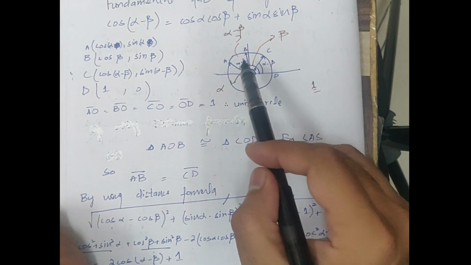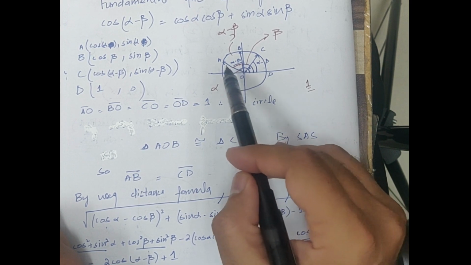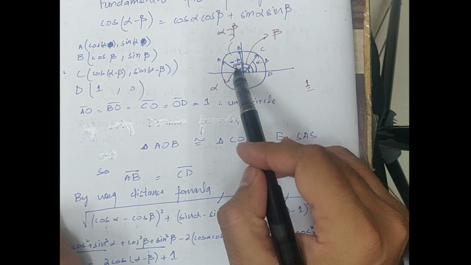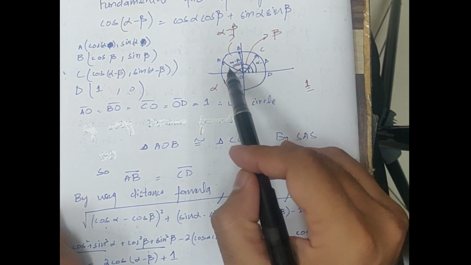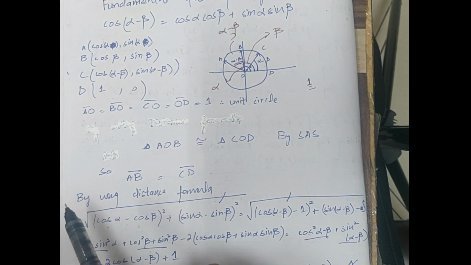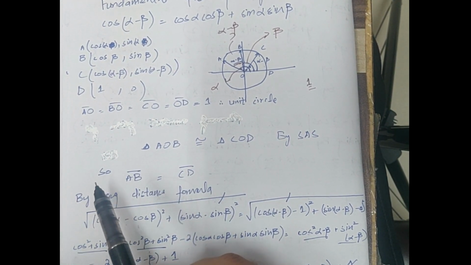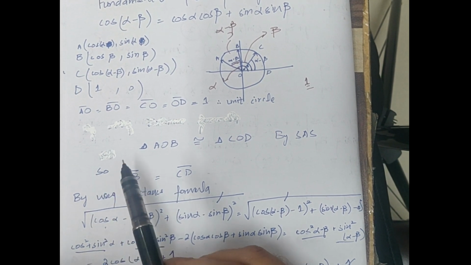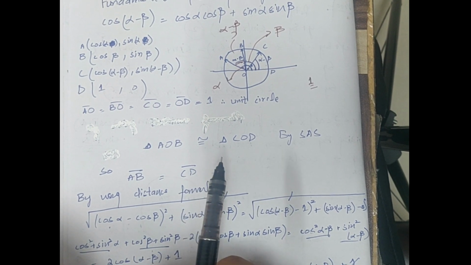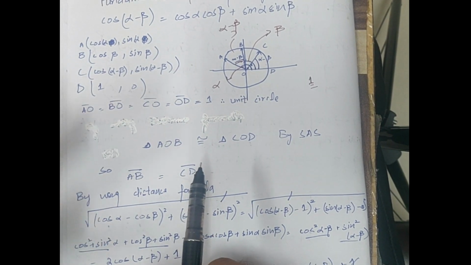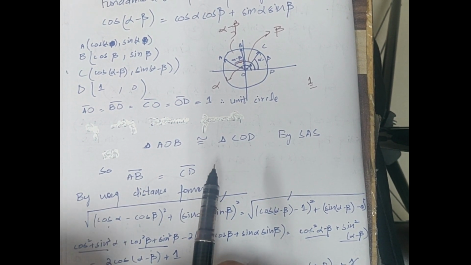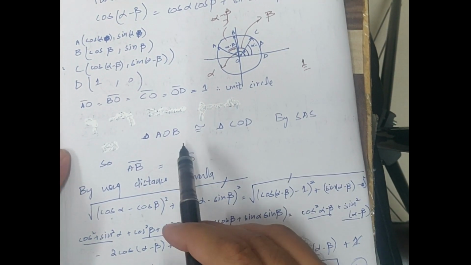And another thing, in these two triangles OAB and OCD, the angle alpha minus beta is the same as this angle. So there are two triangles which have two sides equal, and the angle between those two sides is also equal. So by the side-angle-side postulate, these two triangles are congruent. Each side and each angle of these triangles is equal.